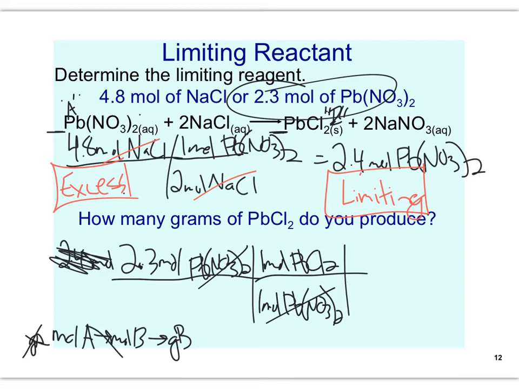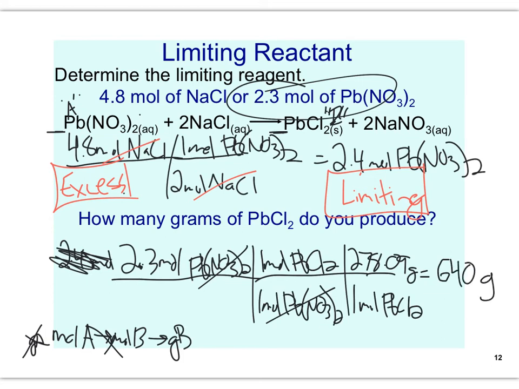And then our last step is to convert to grams of B. And in this case, if you add together 1 lead plus 2 chlorines, you find that 1 mole of PbCl2 has a mass of 278.09 grams. And after plugging this in, you find, and if we follow sig figs, you would produce 640 grams of lead chloride.